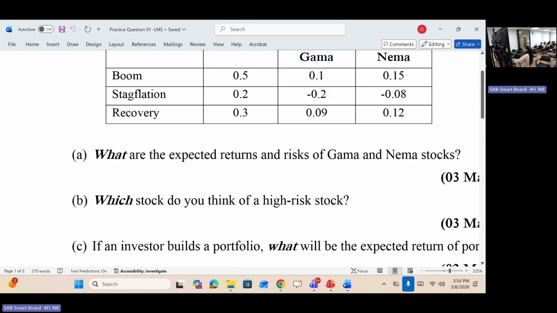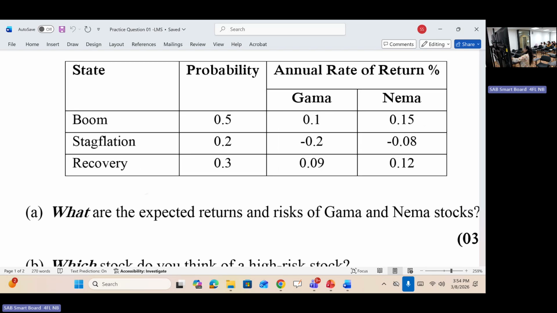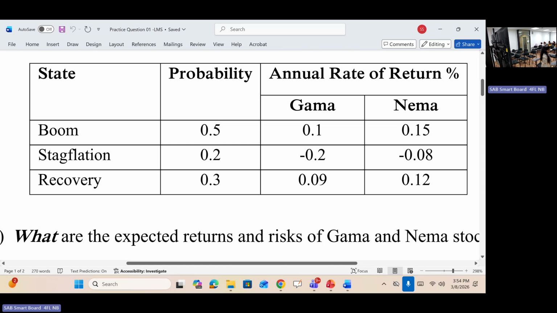Can't see the board. Yes, you can. If you do not have any notes, you can refer to the given returns and probabilities.